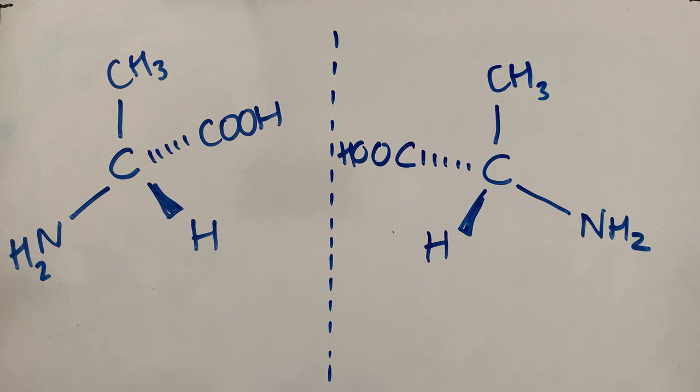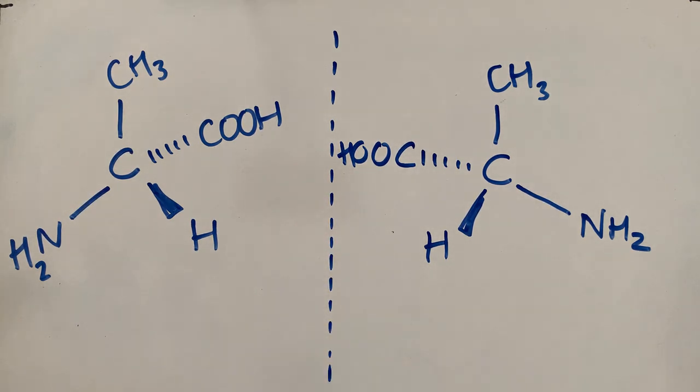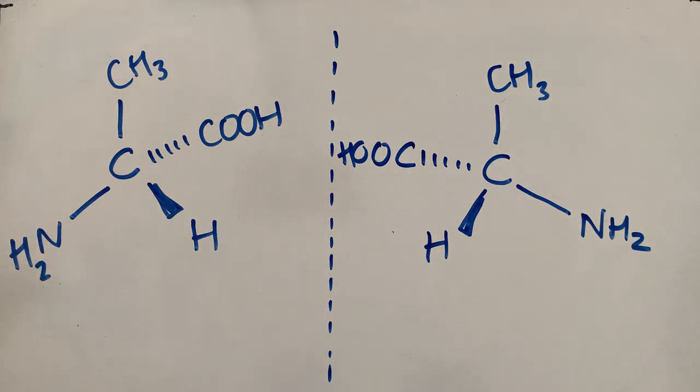Okay, so now I have drawn the optical isomers of this alpha amino acid. Okay, and this is how you should draw it in an exam. You draw 1 optical isomer in 3D, you draw the mirror line, and then you draw the mirror image of that one there.